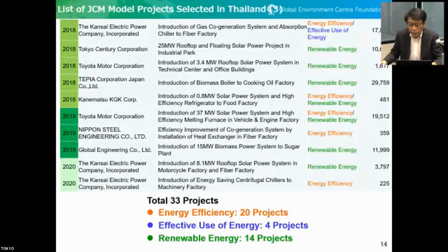There are 33 JCM model projects in Thailand, of which energy efficiency is the highest number at 20, effective use of energy is 4, and renewable energy is 14, and has been increasing recently. In fiscal 2020, nearly 2 Thai projects have been selected.